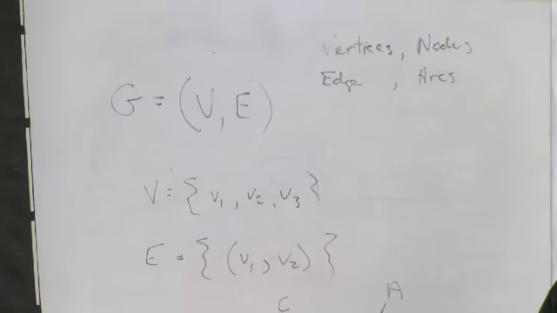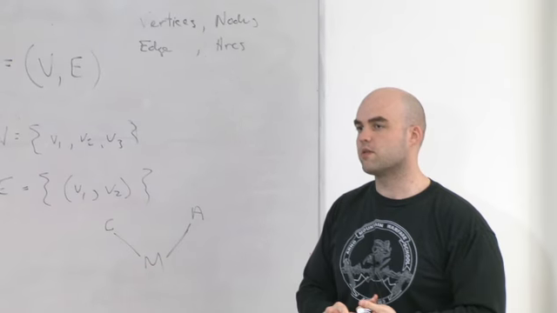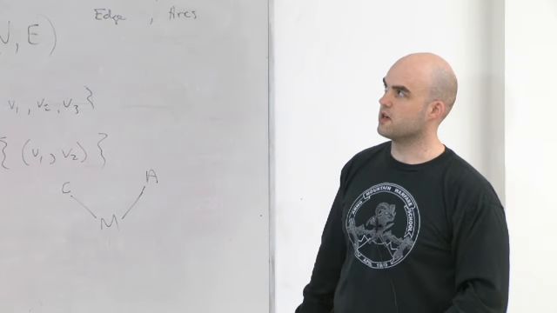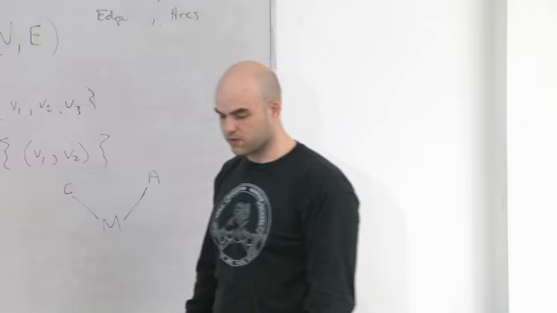So what kinds of graphs do we have? There's a directed graph and there's an undirected graph. Up on the screen here is a directed graph, right?